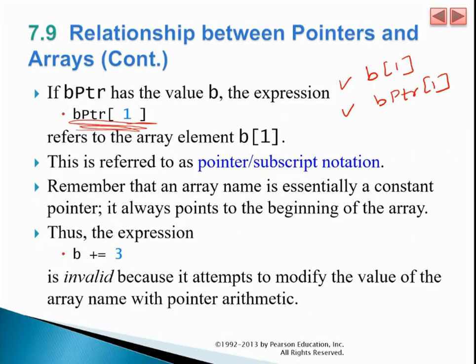This type of thing is referred to as pointer subscript notation. So there are two things that we have covered: pointer offset notation and pointer subscript notation. We have seen that we can use an offset with the pointer, like BPTR + 3. This is the offset. We can also use a subscript with the pointer, BPTR[3] or [1]. This is the pointer subscript notation. Any question?